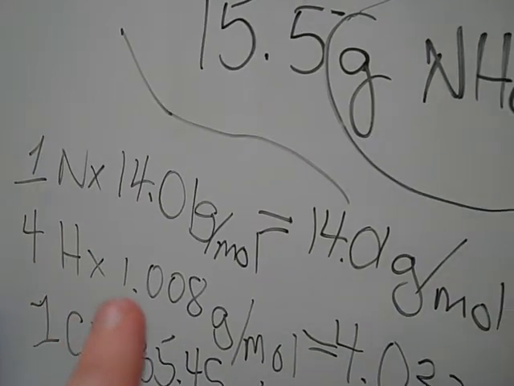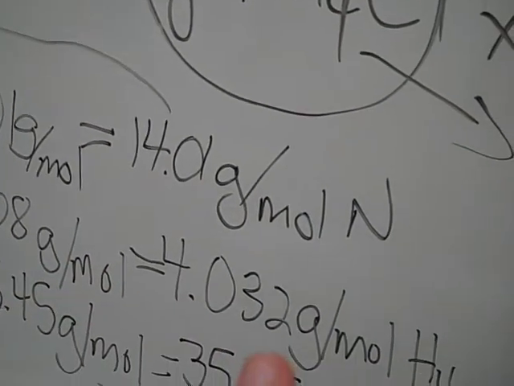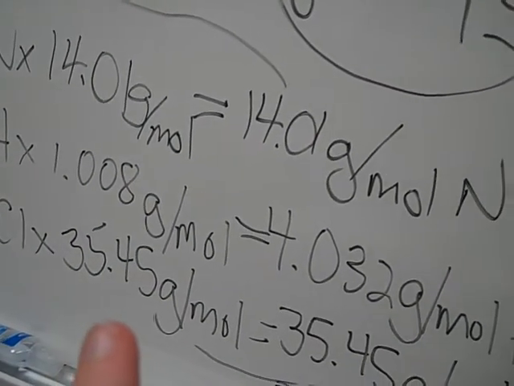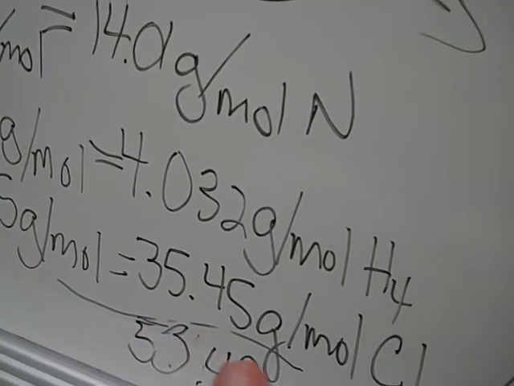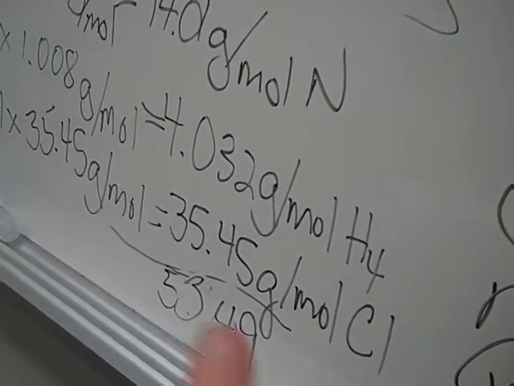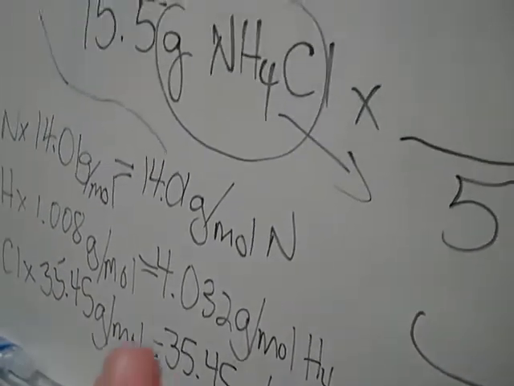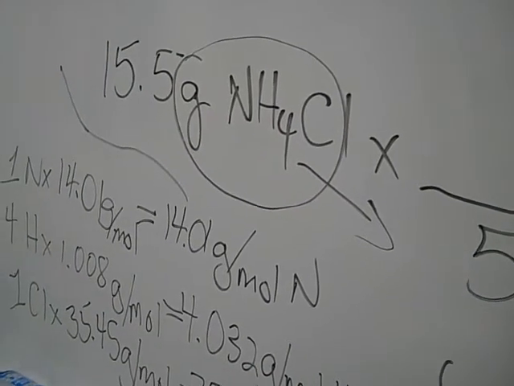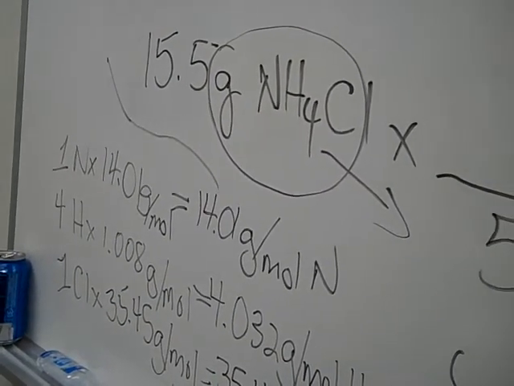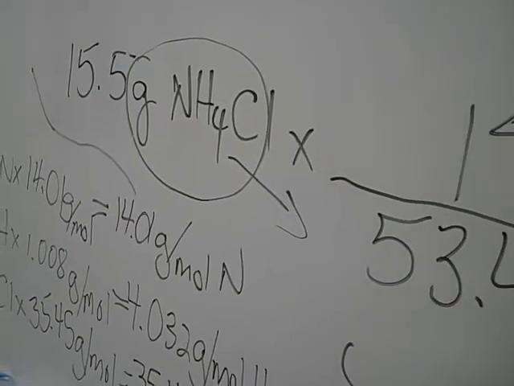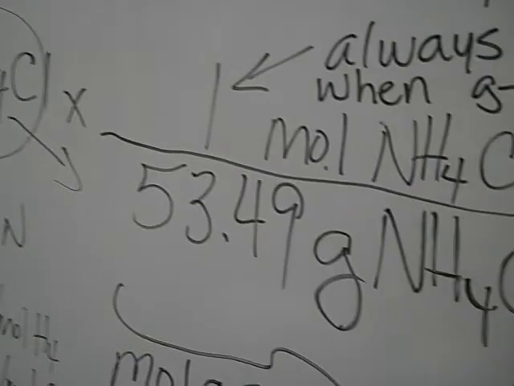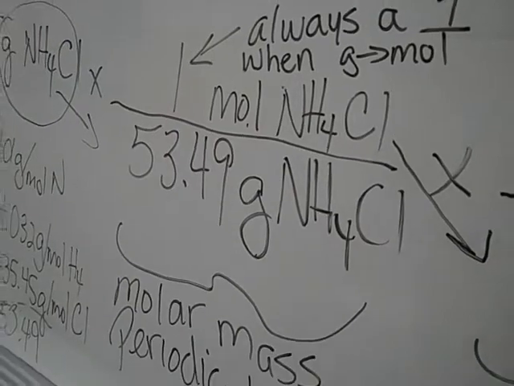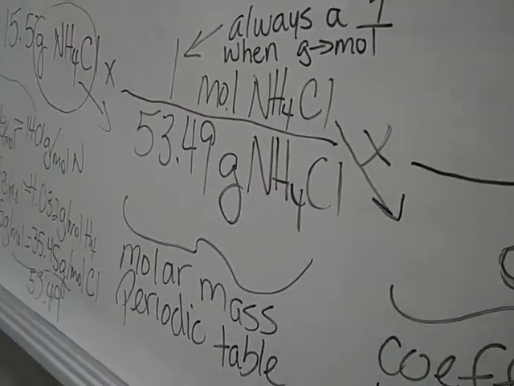The 4 hydrogens in ammonium chloride times their molar mass, we have 4.032 grams per mole for the 4 hydrogens. The 1 chlorine from the formula, multiply it by the molar mass of chlorine, you get that, you add them together. We used 4 significant figures. We could have had just 3 because the starting number 15.5 has 3 significant figures. You could also keep all 4 or 5 or 6 that you have on your periodic table all the way through the problem and just round to 3 sig figs at the end. To get our grams of NH4Cl, we're going to put in that 53.49 that we just calculated. That's coming from the molar mass on the periodic table.